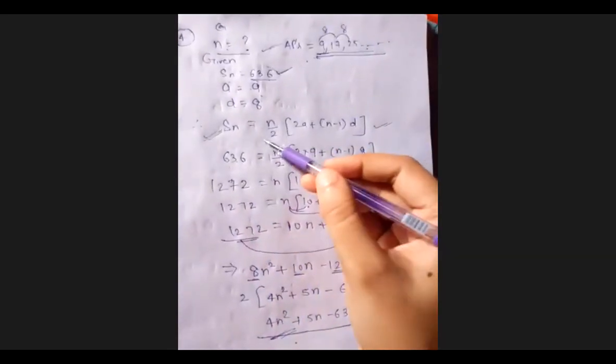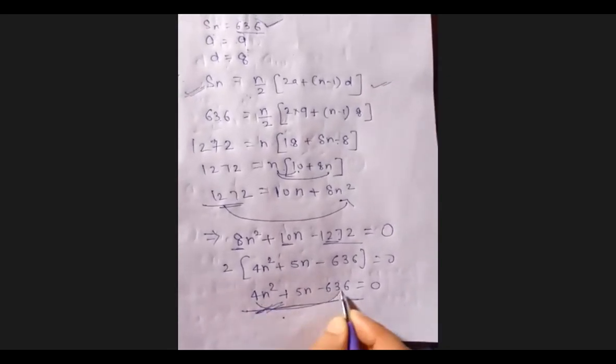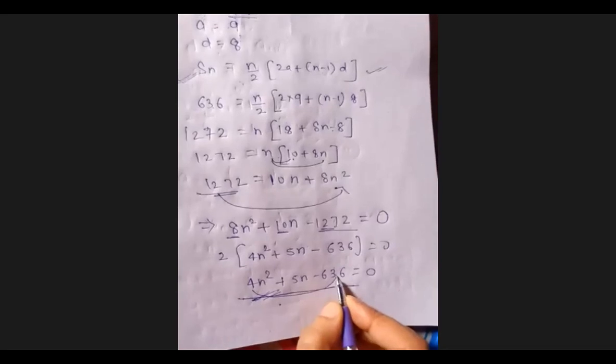So we have just applied this formula of sum and we are reaching our equation: 4n² + 5n - 636 = 0. Okay, this is your equation. This quadratic equation you have to solve. When you solve this quadratic equation, now you tell me, if you multiply 4 and 636, what will you find?